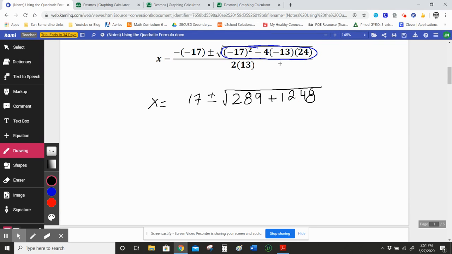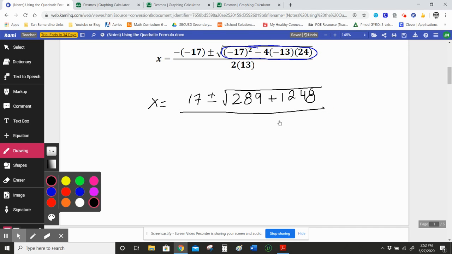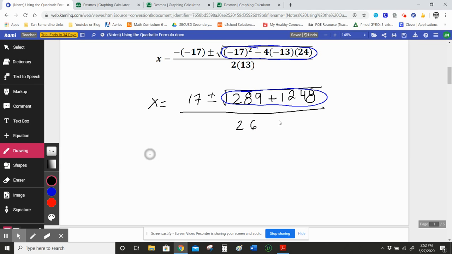So yeah, it's kind of a little bit of simplification, but if you guys have a calculator to work with, it shouldn't be that bad. When we add 1,248 to 289, we get 1,537. So that's 1,537. And then on the bottom, I get 13 times 2, which is 26. So let's simplify that out. So x is equal to 17 plus or minus the square root of that number, which was 1,537 when I added those two things up, and then all divided by 26.